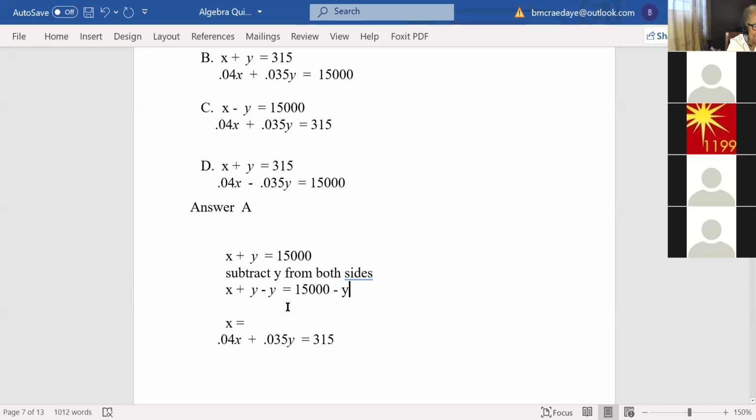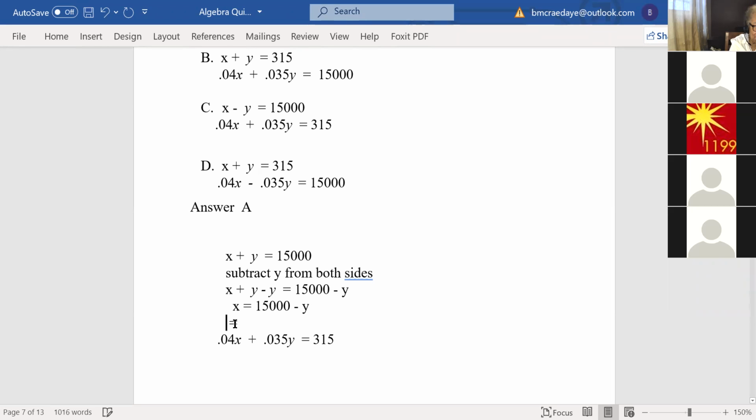What is that equal to? What's X plus Y minus Y? It is X. That's right. It's just X because Y minus Y is 0. So X equals, and what we have left on the right is just 15,000 minus Y. Okay. So that's what X is.